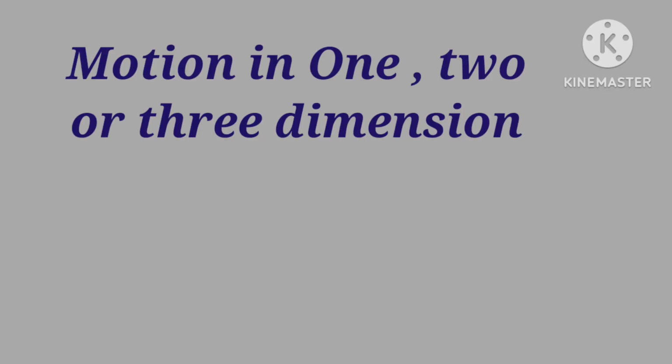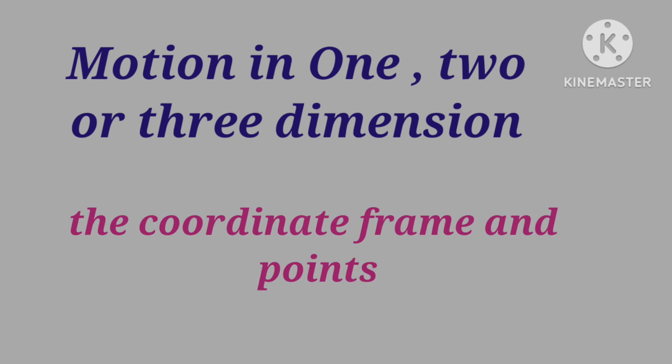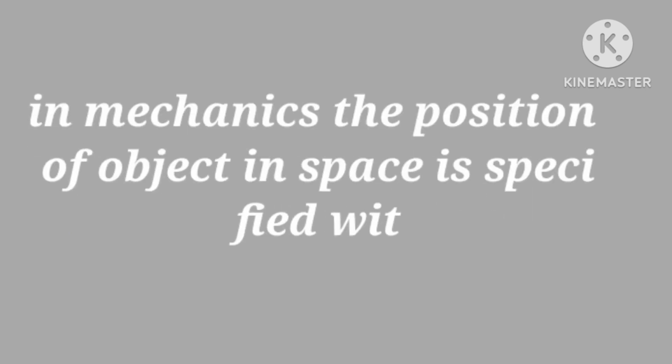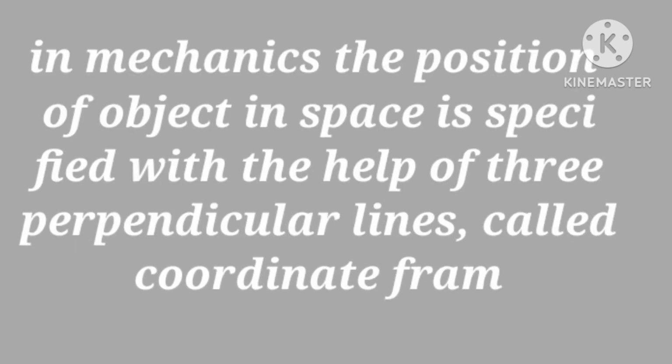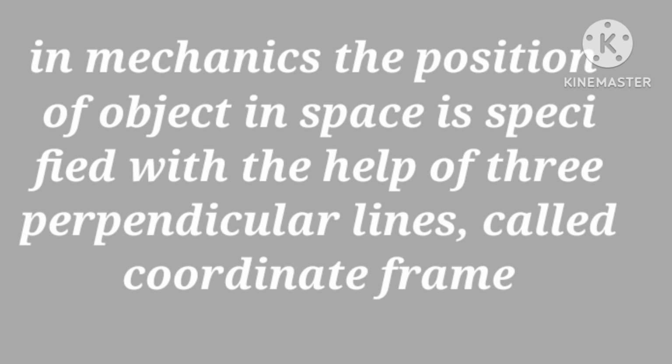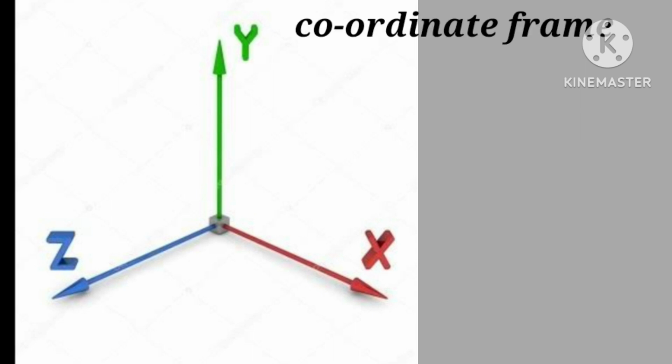Our next topic is motion in 1, 2 or 3 dimensions. To define motion in dimensions, we need to know first coordinate frames and coordinate points. In mechanics, the position of an object in space is specified with the help of a set of three mutually perpendicular lines, and these perpendicular lines are called coordinate frames.